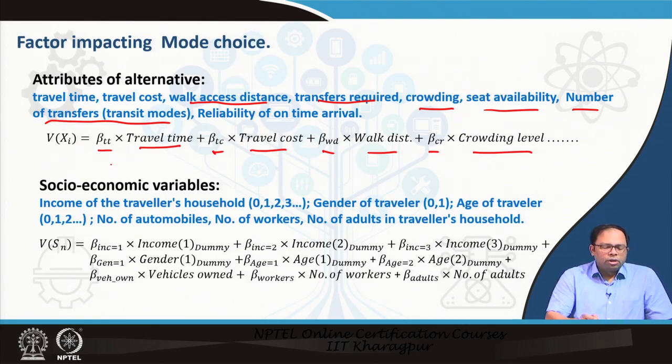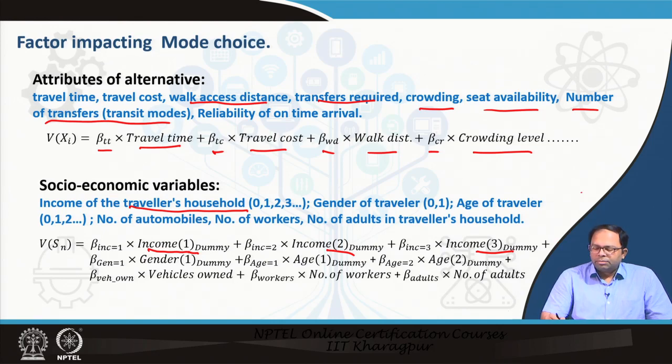Similarly, we have socioeconomic variables. For example, different socioeconomic characteristics of the user influence the mode choice. For example, the income of the traveler's household, where there could be many categories. If we have 4 categories, then we can put them inside the model in the form of dummy variables for each category. So, this is income 1 dummy, income 2 dummy, income 3 dummy, and these are the 3 categories which have been taken. If there are 4 categories, we need to have 3 dummies.